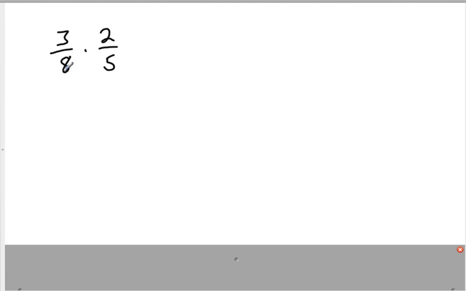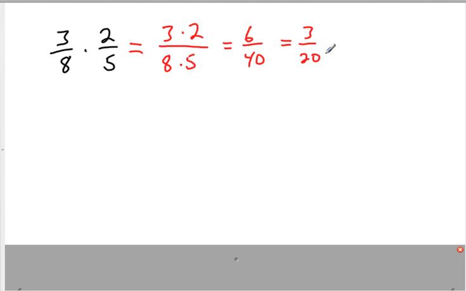In example 2, we have 3/8 times 2/5. So rather than drawing out a rectangle, because this one you would have to split it up several times by the length and the width, I'm just going to show you by multiplying the tops and the bottoms. 3 times 2 over 8 times 5, which is 6/40, which we'll now have to reduce, so we can divide them both by 2, and so we get 3/20 as the final answer.